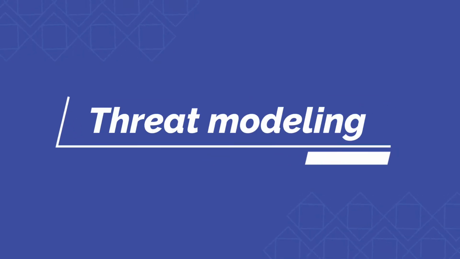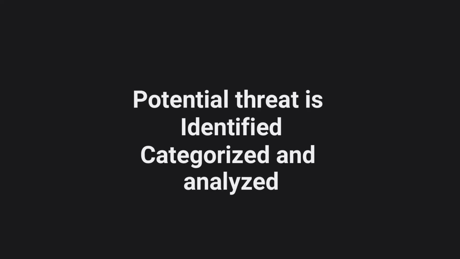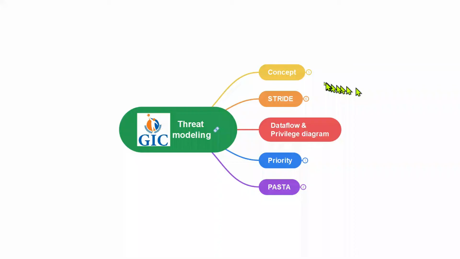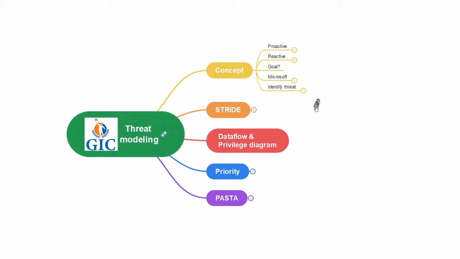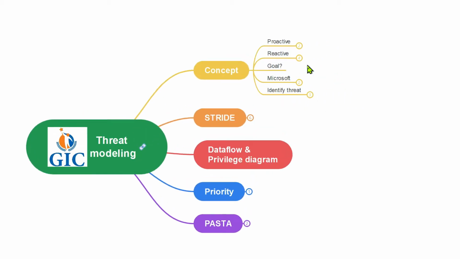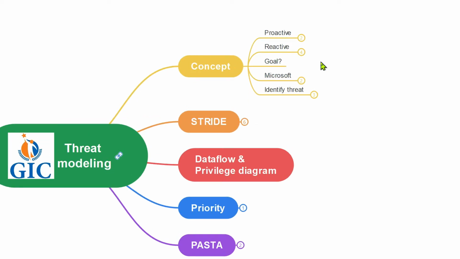Threat modeling is a security process where the potential threat is identified, categorized, and also analyzed. Identifying a threat is the first step towards defining defenses. When can we do threat modeling? Threat modeling can be done either proactively or reactively.